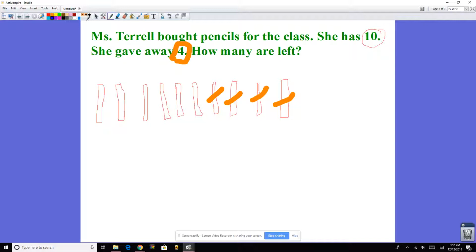Now we are going to count how many she has left because it says how many are left. We have 1, 2, 3, 4, 5, 6. Mrs. Terrell has 6 pencils left. Make sure before we go on to the next question that this screen looks like your paper. Since we did it together, it should match.